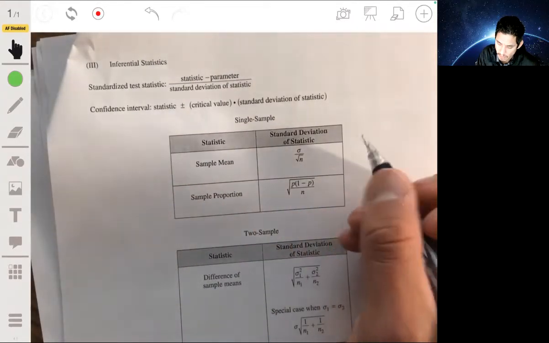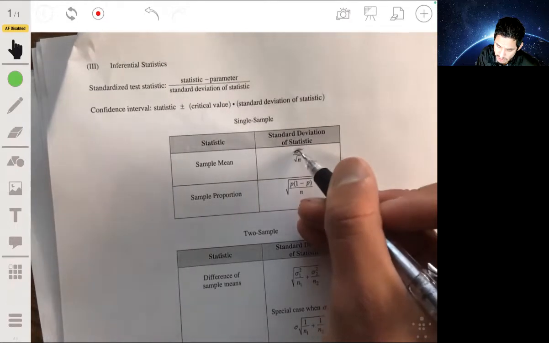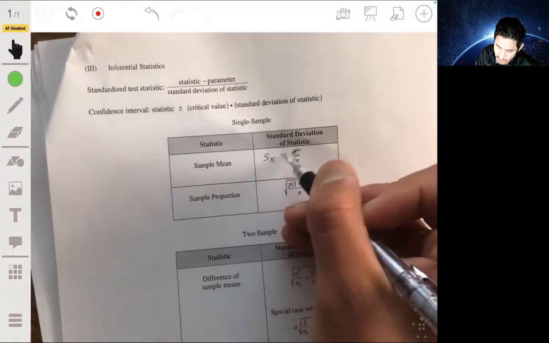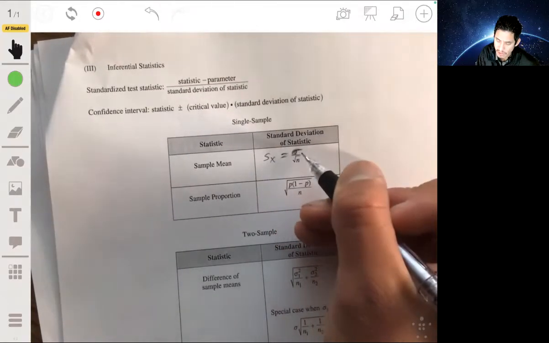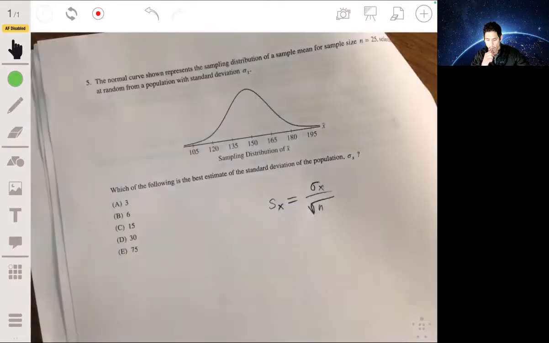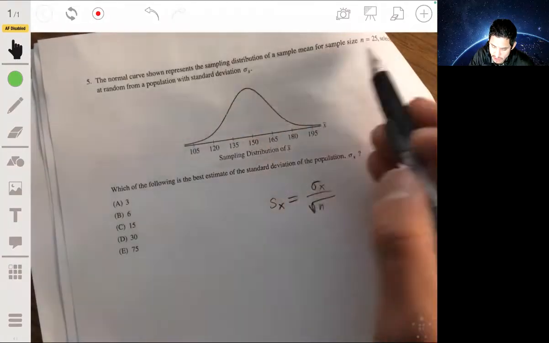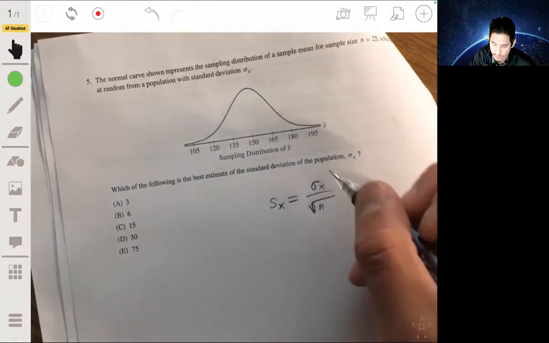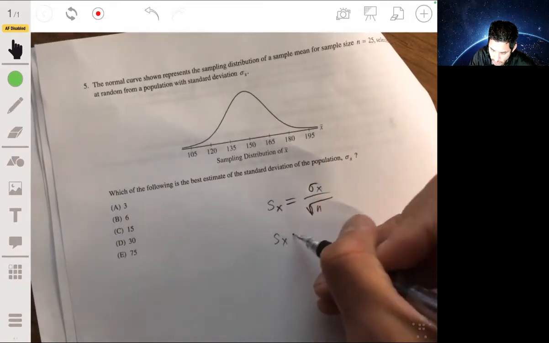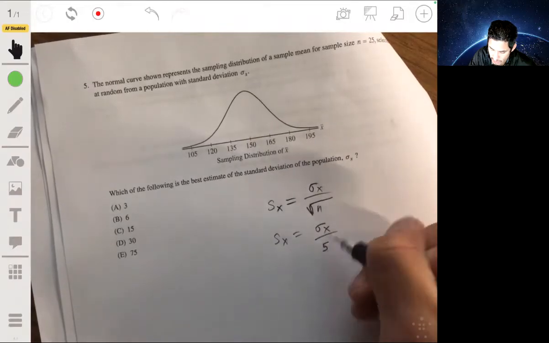Sample mean. So the standard deviation of the statistic for the sample mean. So this would be your S sub x. The standard deviation of the sample mean would be the population standard deviation divided by the square root of the sample size. So we're trying to solve for this. Since the sample size is 25, S sub x would be sigma sub x divided by 5. The square root of 25 is 5.